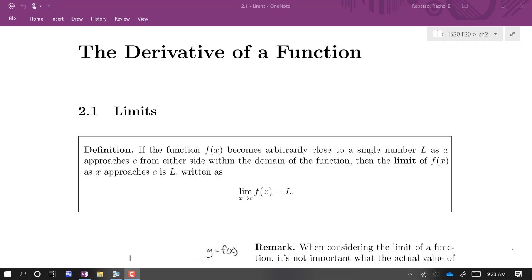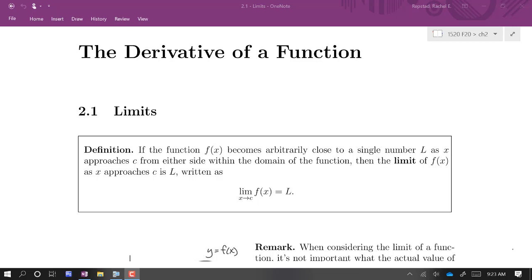All right, we're going to begin this chapter by working with limits, the limit of a function. And the idea of a limit is that, if we have some function f of x, if the output values of that function become arbitrarily close to some number L as x approaches some input c from either side within the domain of the function, then the limit of f of x as x approaches c is L.